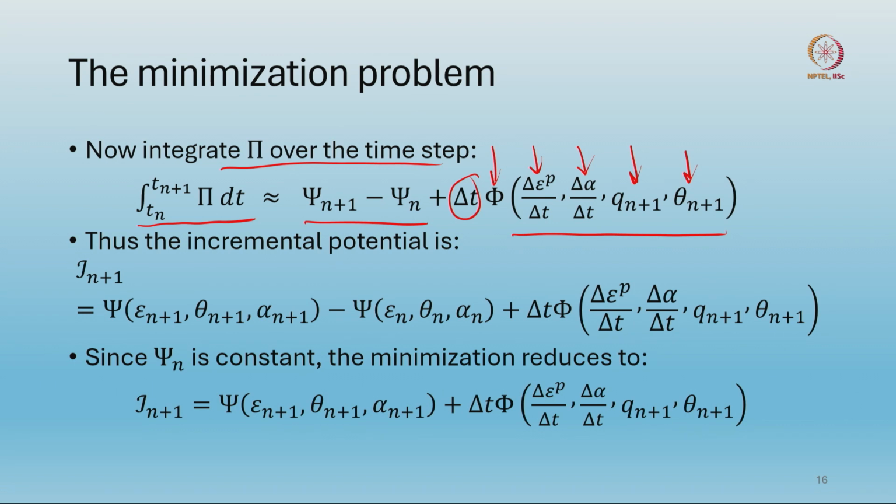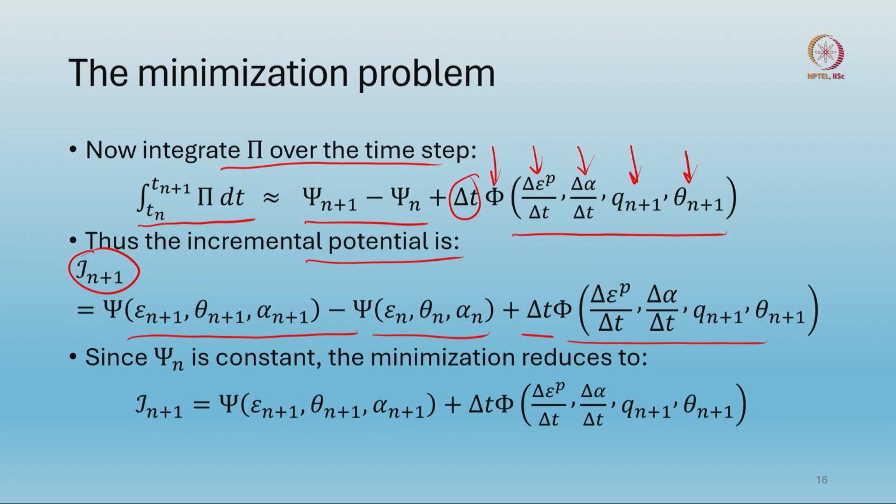Now the incremental potential, if we call it calligraphic J n plus 1, is equal to psi evaluated at n plus 1, a function of epsilon n plus 1, theta n plus 1, alpha n plus 1, all that, minus psi evaluated at Tn, plus delta t times phi, which is considered as a function of these approximate rates now, delta epsilon p by delta t and so on.